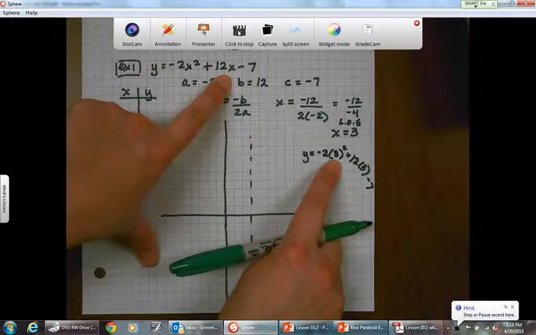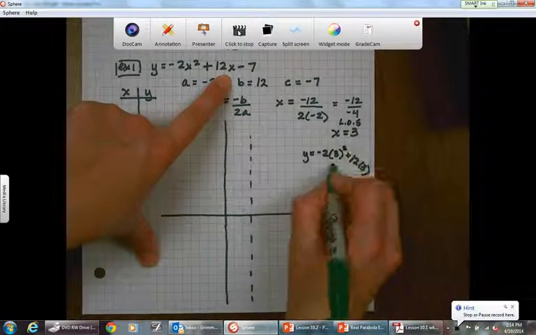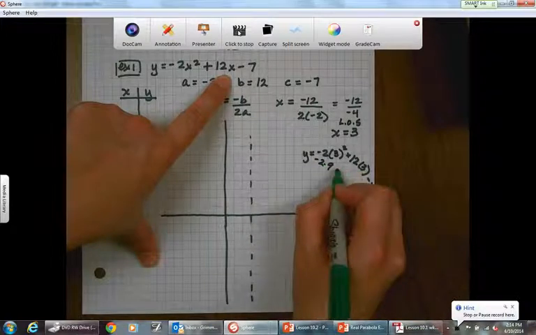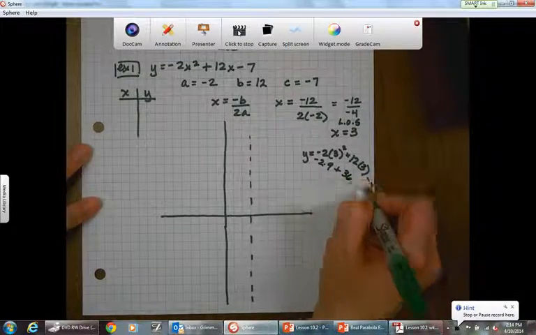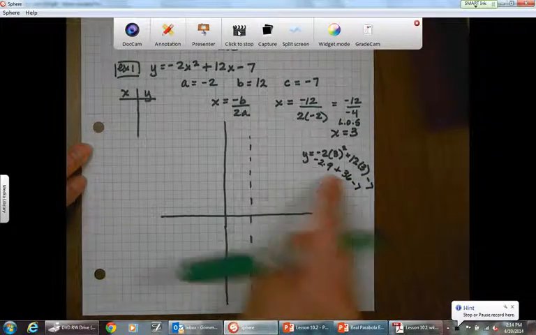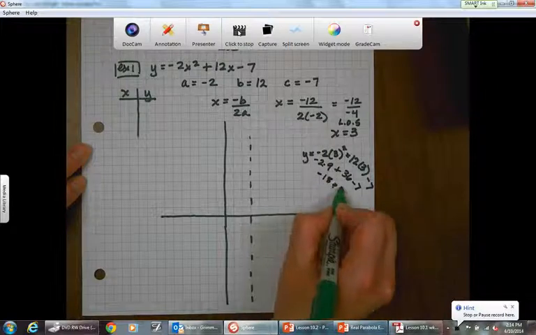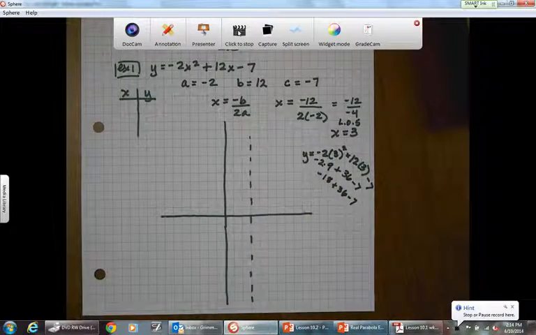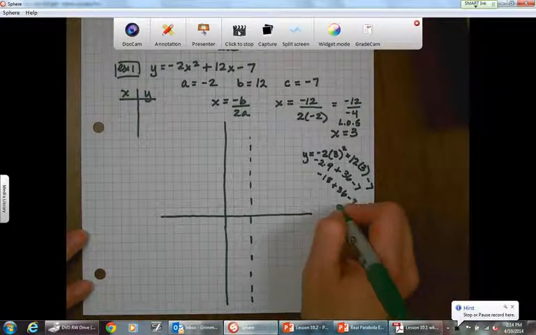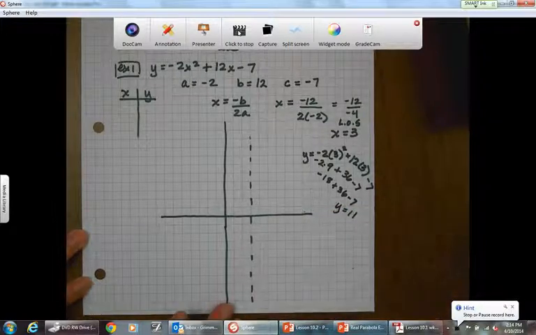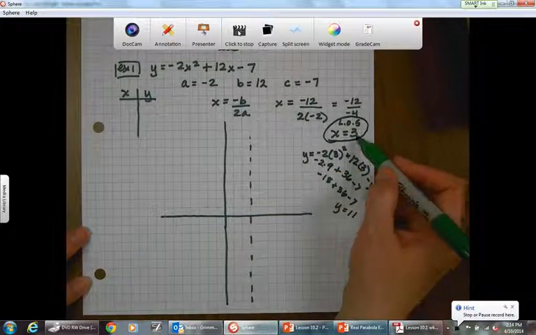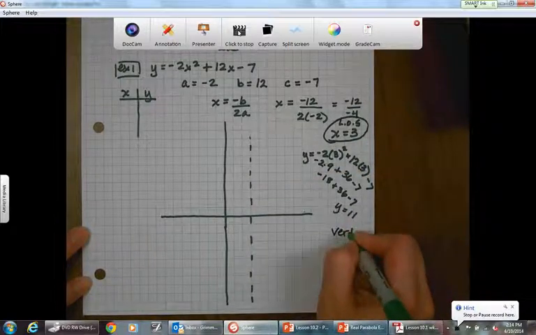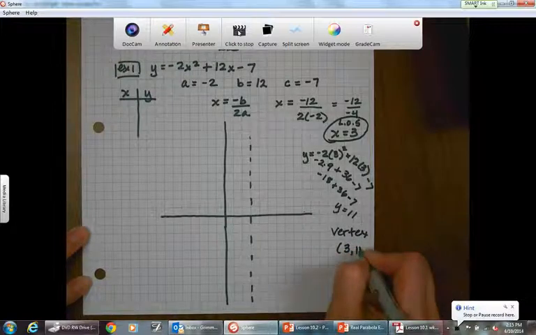Okay, now I'm going to follow my order of operations. So 3 squared is 9. Let's see, times -2. What's 12 times 3? 36. And minus 7. All right, so -2 times 9 would be -18 plus 36 minus 7. So what is -18 plus 36 minus 7? 11. So y equals 11. Okay, so by using my line of symmetry, which is this line, and then plugging it in, now I get a vertex at 3, 11.